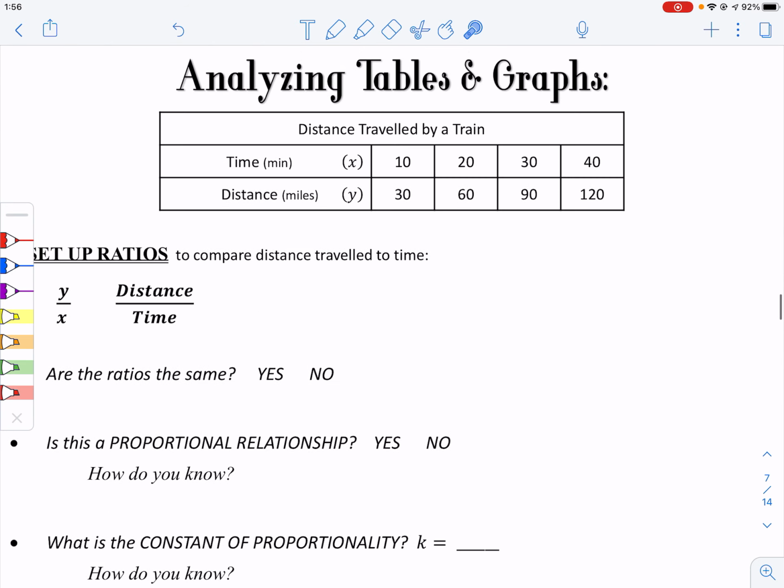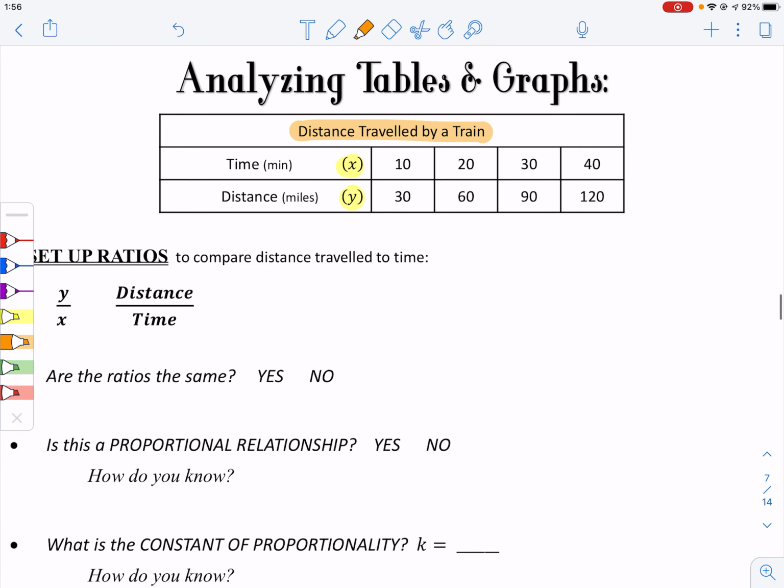All right, let's try one more example. In this last example, notice here I'm telling you what the x is and what the y is. Sometimes it's harder to see that when you have tables that are horizontal instead of vertical, but the y values are down here at the bottom. The x values are up here at the top. So notice in your title, you're talking about the distance that's traveled by a train.